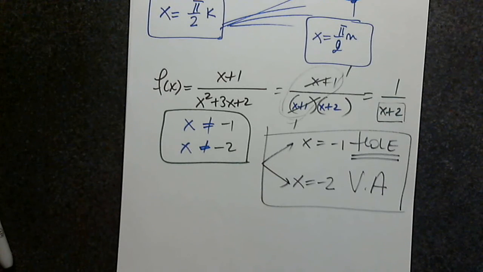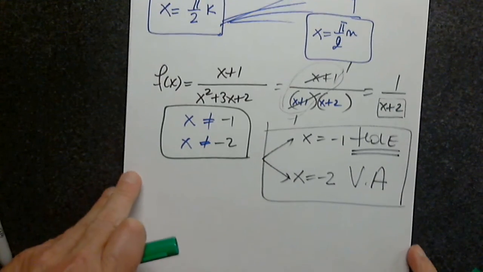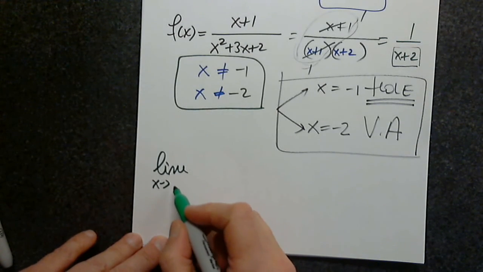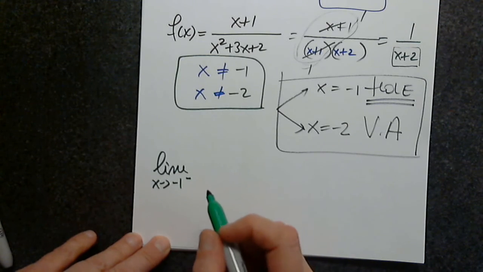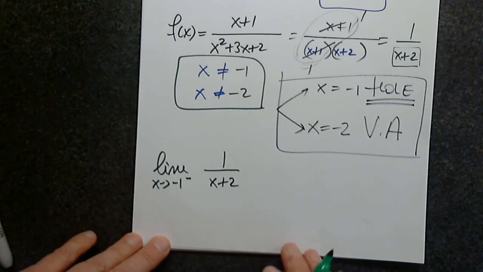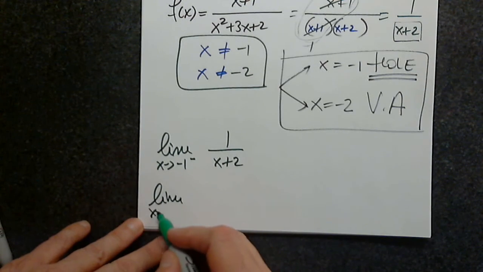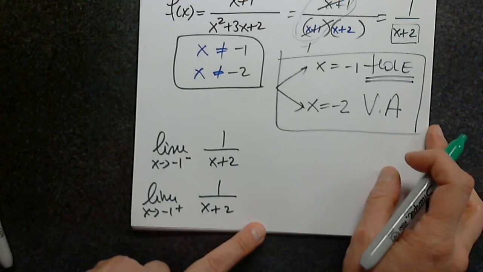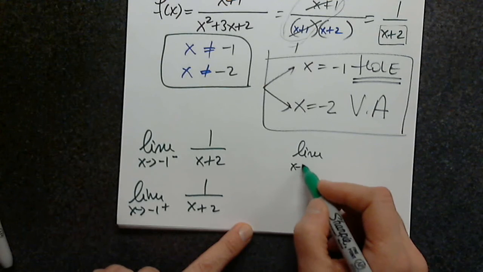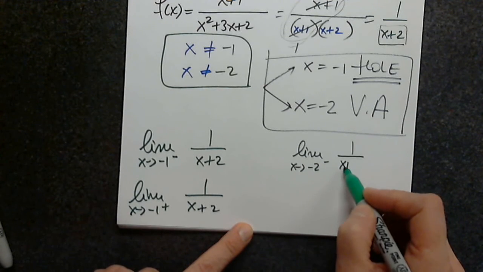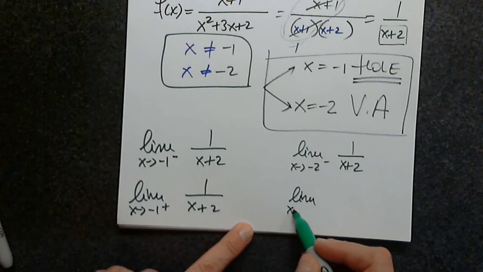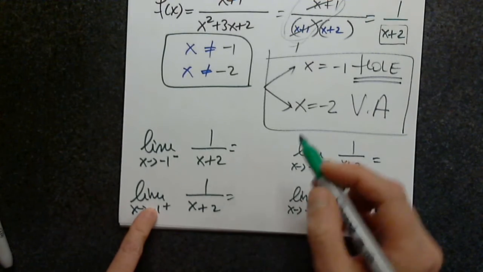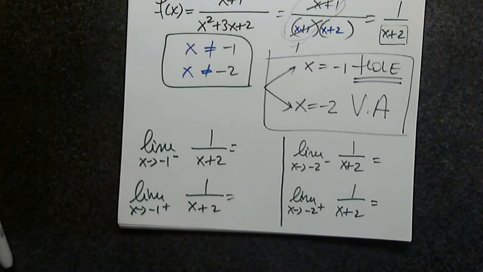Okay, how do we show that? Here's how we show it. So number one, the limit as x approaches -1 from the left of the simplified form, and the limit as x approaches -1 from the right of 1 over x plus 2. Then, after we finish this, we will determine the limit as x approaches -2 from the left of 1 over x plus 2, and the limit as x approaches -2 from the right of 1 over x plus 2. These are completely separate. They're not together.